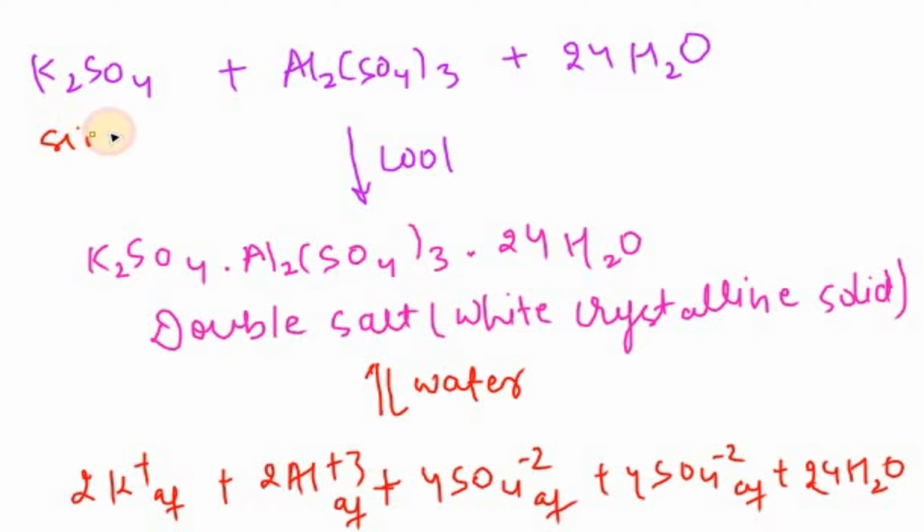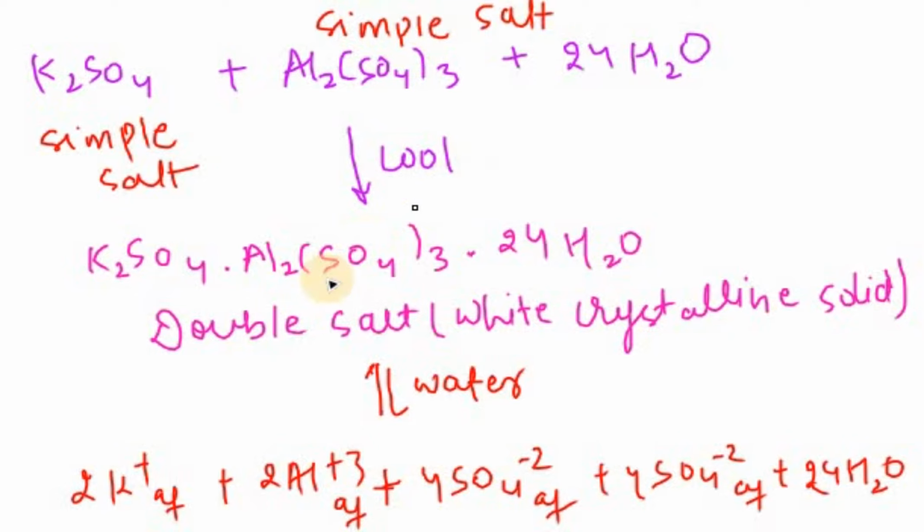We have this simple salt K2SO4 and one more simple salt, Al2(SO4)3, and we have 24 moles of water with 1 mole of K2SO4 and 1 mole of Al2(SO4)3. When we cool it, it converts into a white crystalline solid, which, by the definition we have seen, is called a double salt.